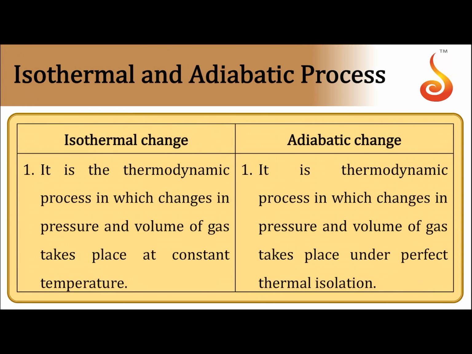Coming to isothermal and adiabatic processes. Isothermal process is a thermodynamic process in which changes in pressure and volume of gas take place at constant temperature. Adiabatic process is a process where the change in pressure and volume takes place in complete thermal isolation. So here temperature remains constant, here temperature is not constant, that is also a variable.